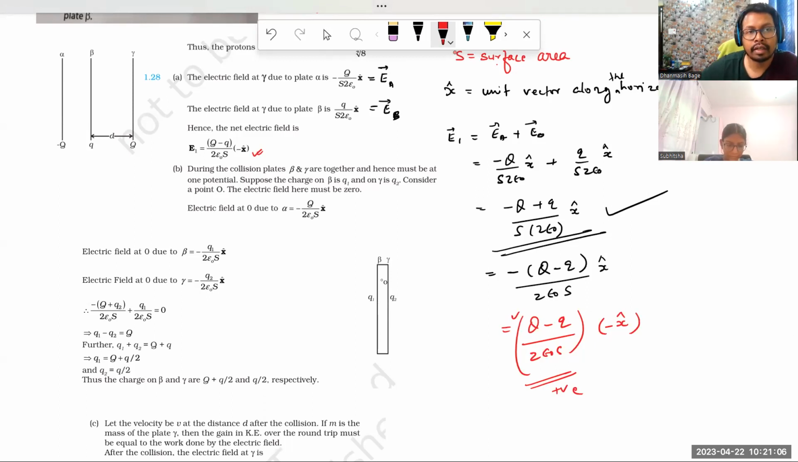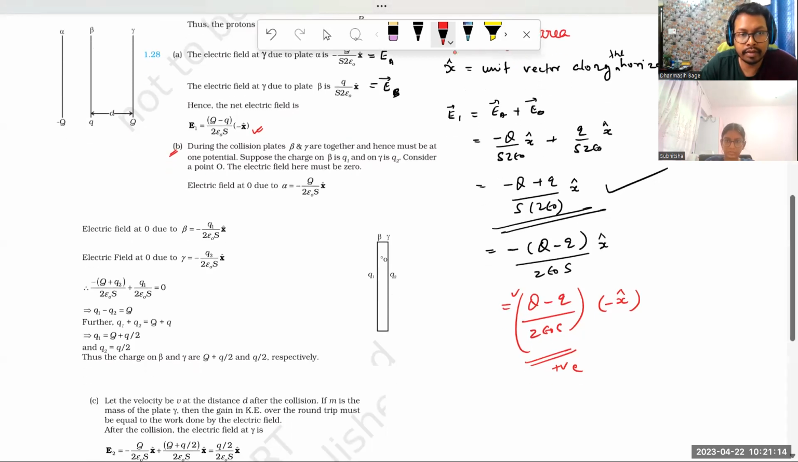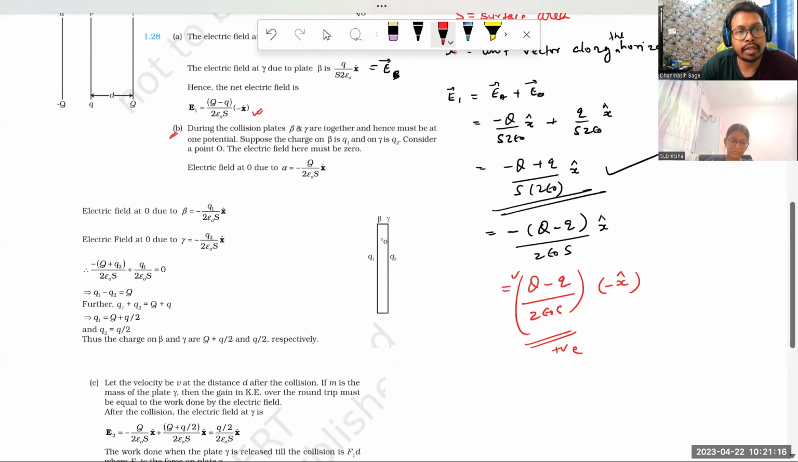Okay, this is done. Now part B. Let's see how they have done it. During the collision, plates beta and gamma are together and hence must be at one potential. Okay, this is a potential question. We'll do it later, but let's discuss it a little bit. We should do this problem later on, when we talk about potential, why the potential needs to be the same. Then you'll understand this one. But let's just take it for granted for now.